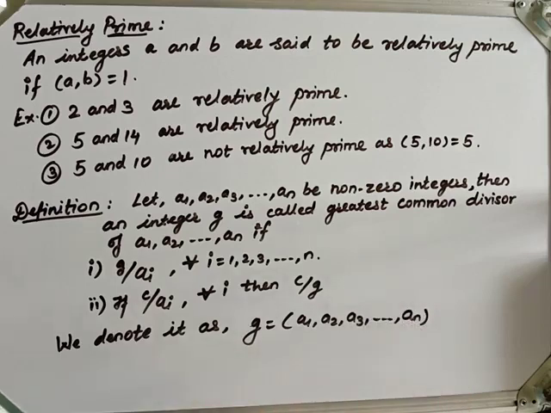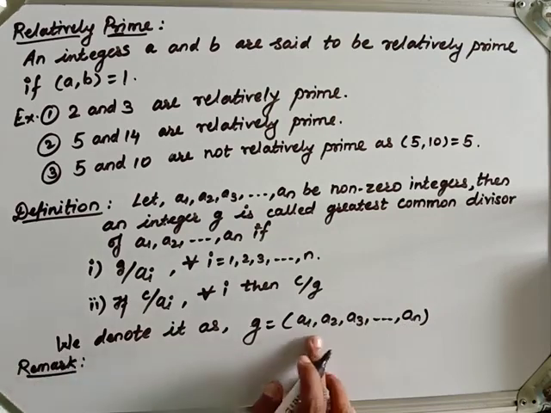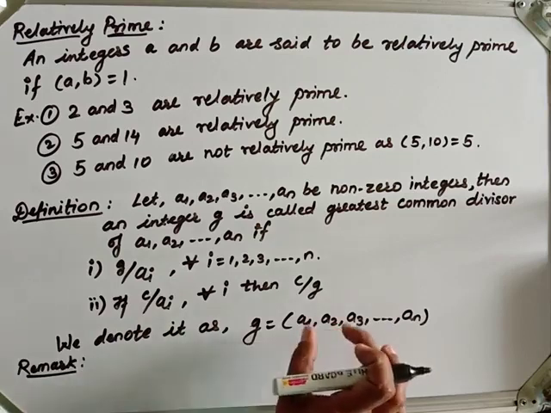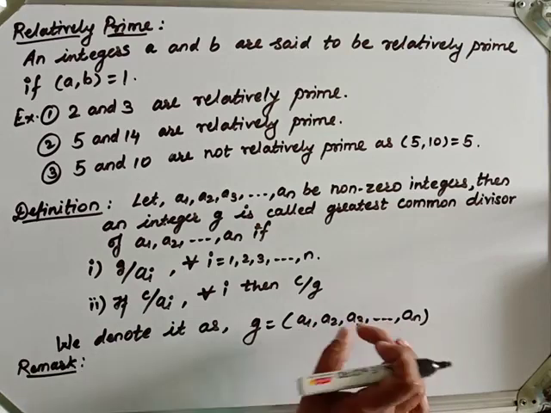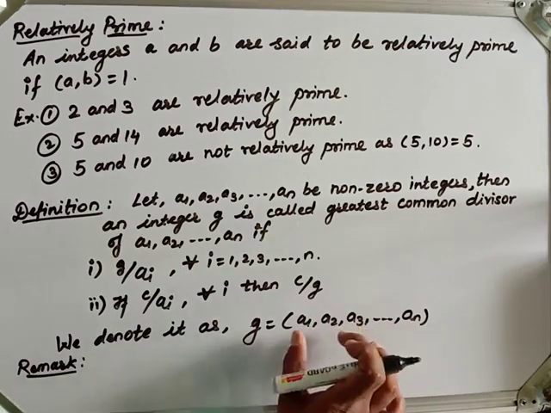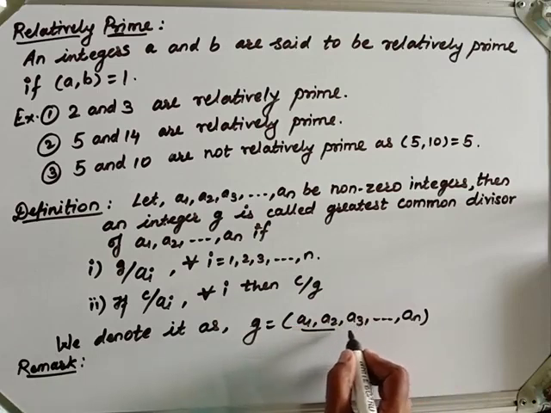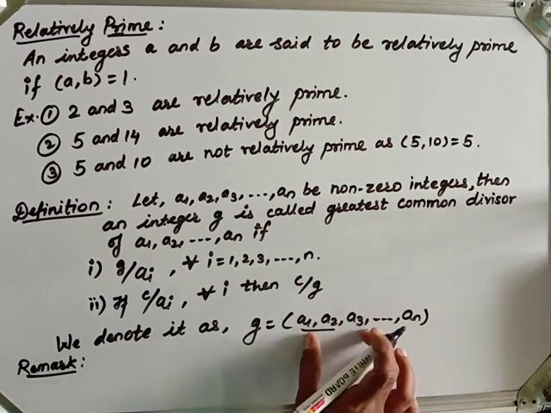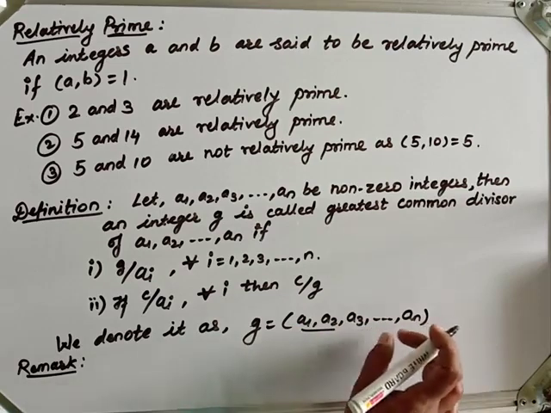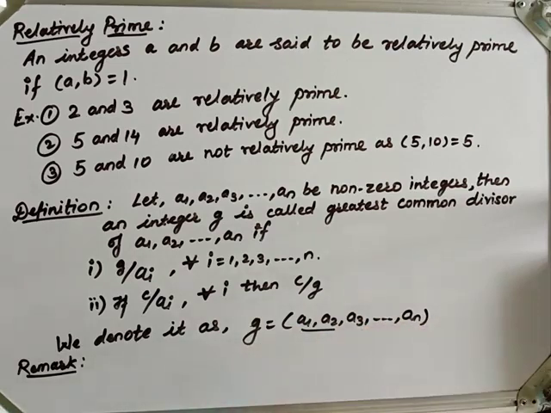Now let me write a note. How can we find the GCD of these n numbers? This is a question in your mind. First of all we will find the GCD of two numbers. That GCD we will take with the third. The GCD of these we will pair with the next number, and again that GCD will pair with the next number. As such we will find the GCD of more than two numbers.